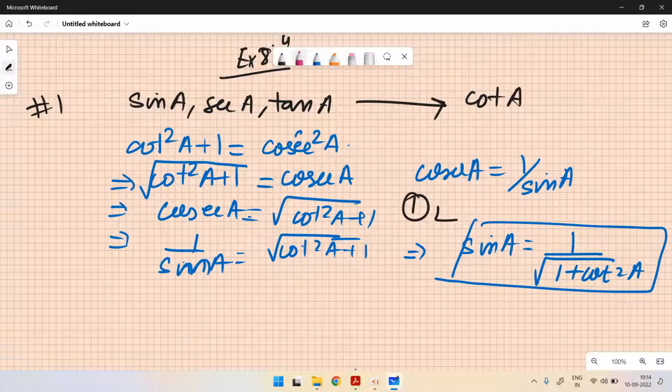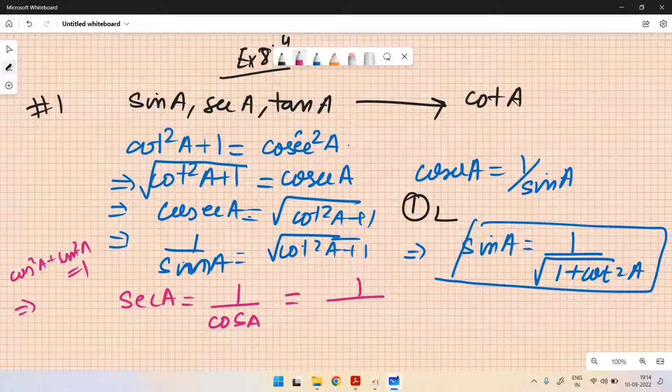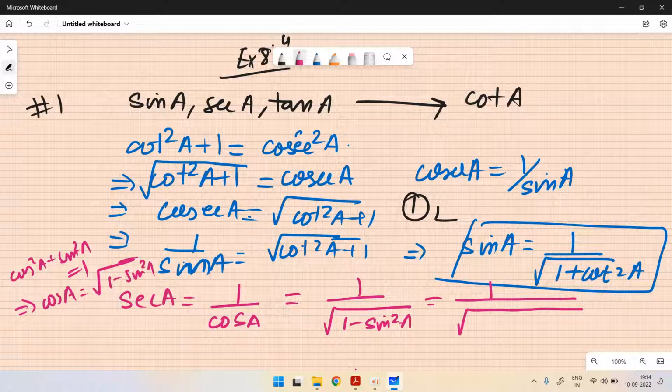Now second, I need to write secant A. Secant A is nothing but 1 by cos A. And you know that cos square A plus sine square A equals 1, which implies that cos A is under root of 1 minus sine square A. So secant A is 1 by under root of 1 minus sine square A, and I substitute the value of sine A here, which is 1 by under root 1 plus cot square A.